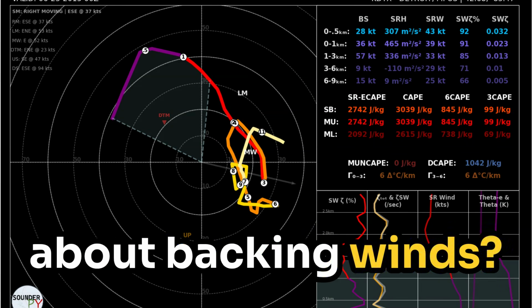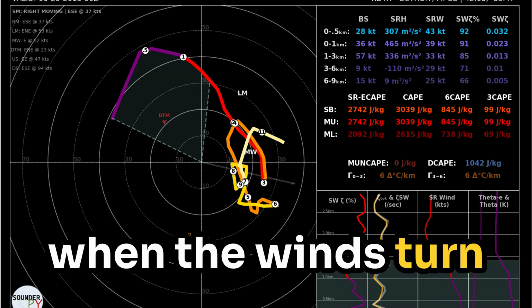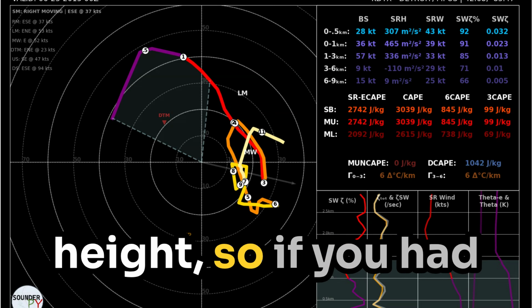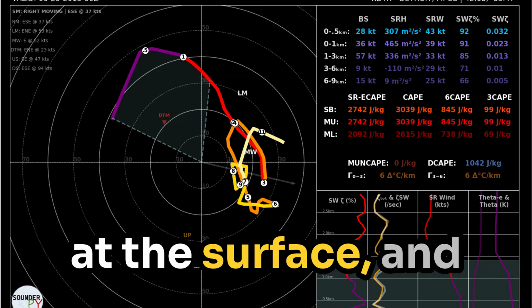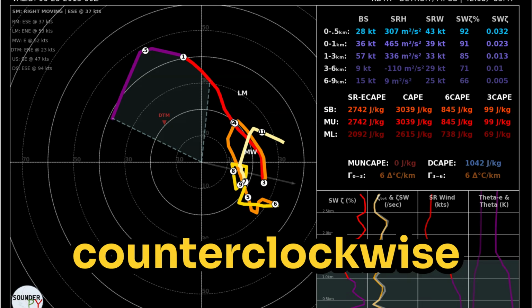Now, what about backing winds? Is that the opposite of veering? Correct. Backing winds are when the winds turn in a counterclockwise direction with height. So if you had southeasterly winds at the surface and then you switch to easterly winds just above that, they're turning in a counterclockwise direction.